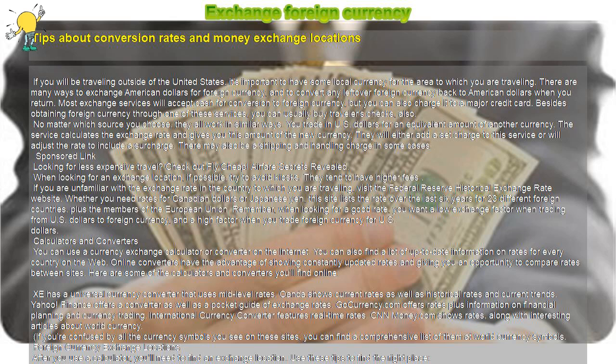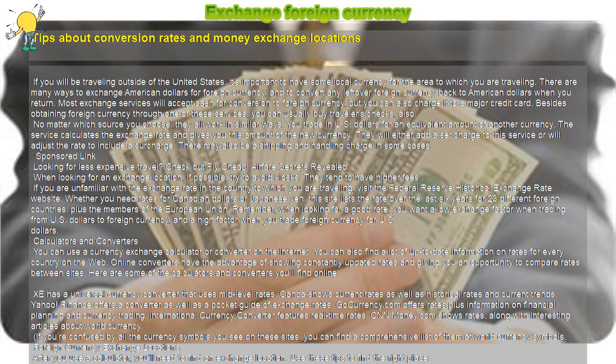If you are unfamiliar with the exchange rate in the country to which you are traveling, visit the Federal Reserve Historical Exchange Rate website. Whether you need rates for Canadian dollars or Japanese yen, this site lists the rate over the last 6 years for 23 different foreign countries, plus the members of the European Union.